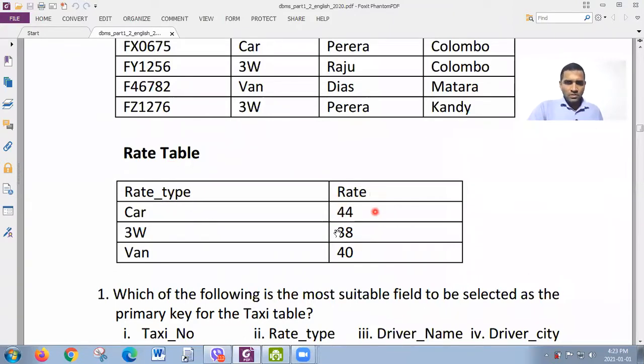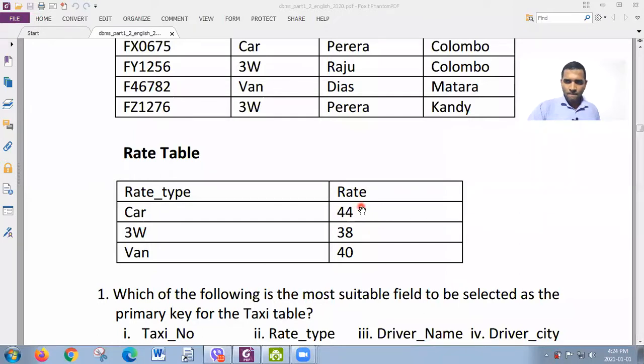But what about this rate? Can I have rate as the primary key? Is it correct? If it is wrong, if I select rate as primary key. Anybody? If I say anybody, no one mentions, right? So okay, better I use a name. Branavi, what about rate? Can we select or can we have the rate as primary key? No, sir. Tell me the reason why.